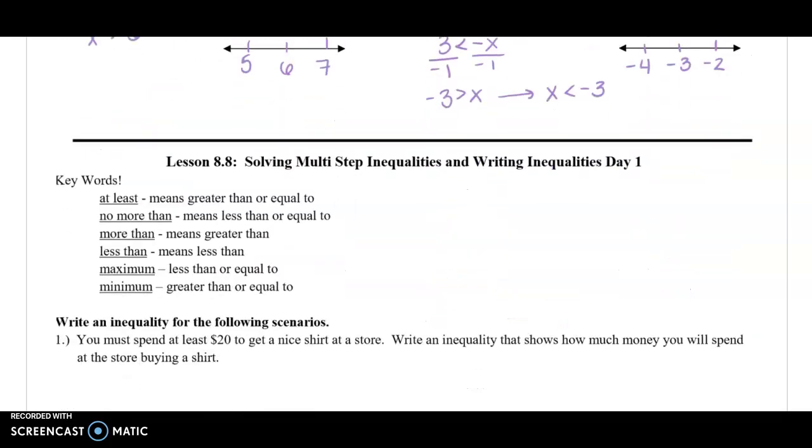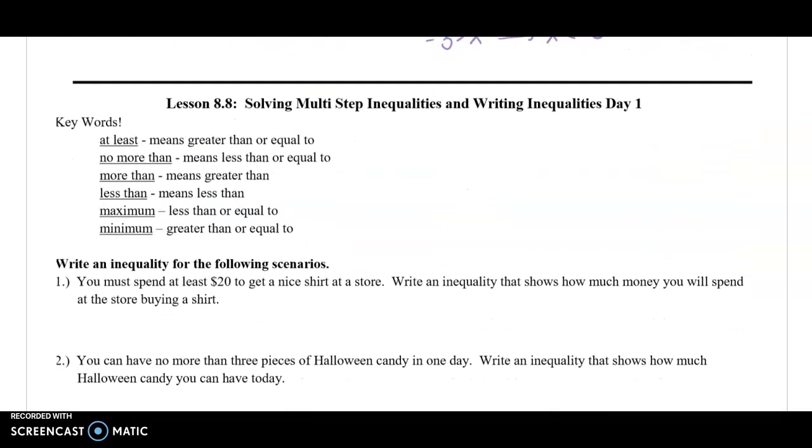So now we're going to be moving on to our notes. We are going to be solving some multi-step inequalities, but also practicing writing them given a word problem. So there's some key words that we want to keep in mind. I'm going to let you pause, read over those, and familiarize yourself with what they represent and what they mean. That way you're able to recognize them when we go through some problems.